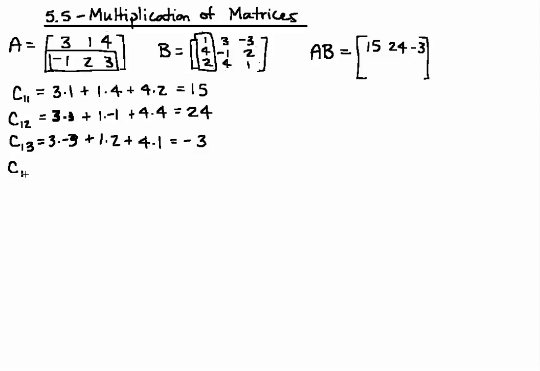And we'll start out by multiplying the second row times the first column, -1 times 1, plus 2 times 4, plus 3 times 2. -1 plus 8 is 7. 7 plus 6 is 13.